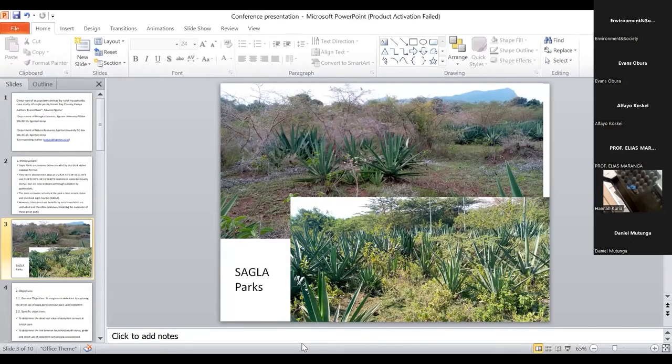Our next presenter is... Dr. Opura, kindly stop sharing your slides. Oh, wow. So we may allow the next presenter to share his. Thanks. So the next presenter is A. Koske. I don't know what A stands for. You tell us. Flood vulnerability and mapping in Tana River County, Kenya.